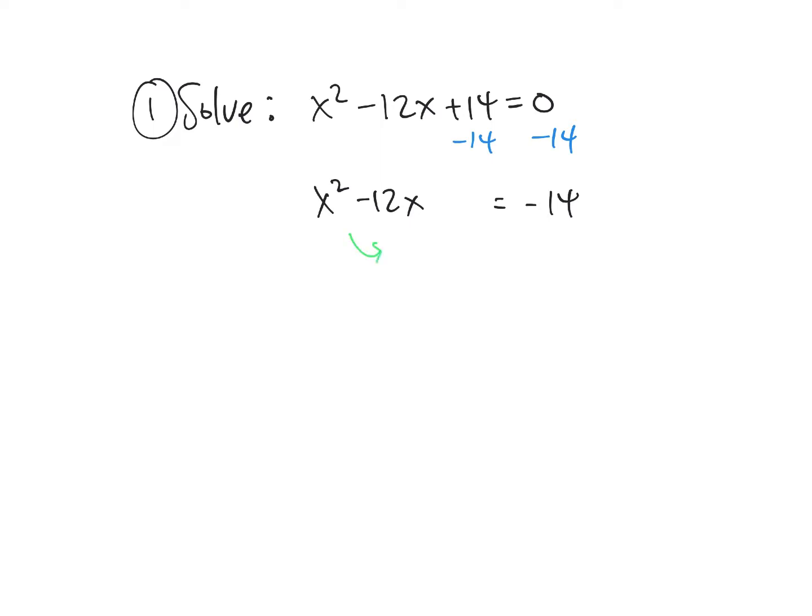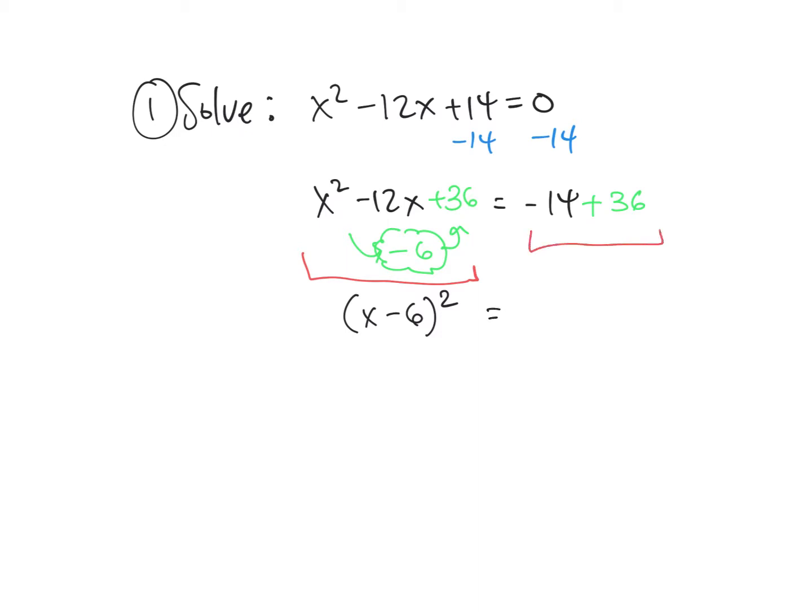Mentally, I'm going to take half of negative 12, which is negative 6. And then when I square that, I'm going to get plus 36, added to both sides. On the left side, this is going to factor as x minus 6 squared, because negative 6 times negative 6 is positive 36, and negative 6 plus negative 6 is negative 12. And that is going to equal, on the right side, when I simplify, 22.